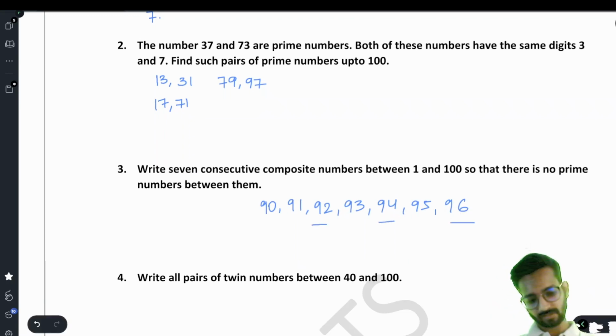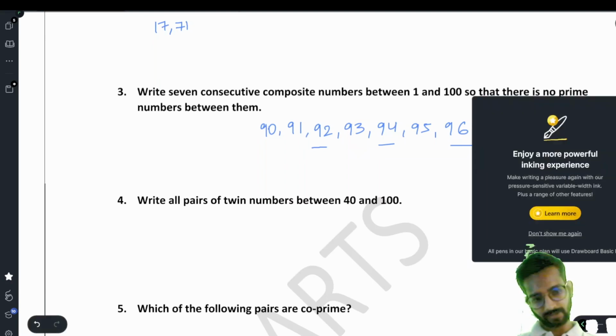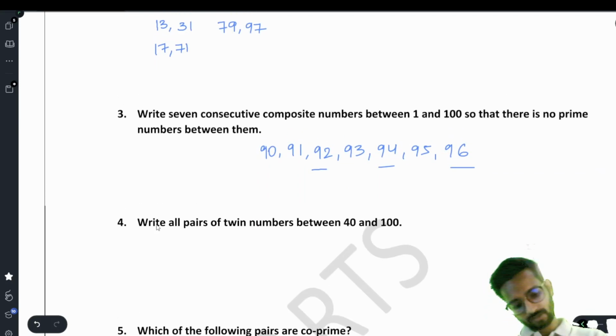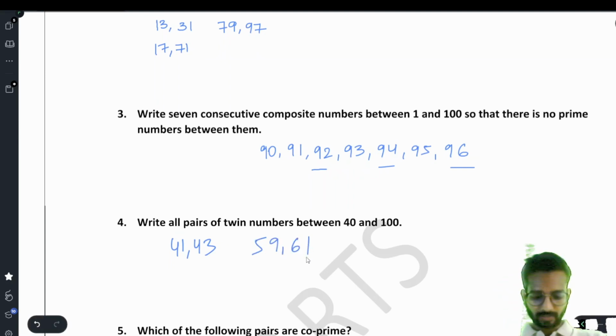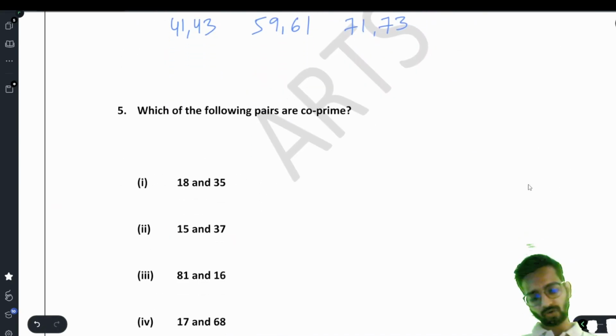The next question we have here is, write all pairs of twin numbers between 40 and 100. Now, twin primes are prime numbers that differ by 2. So, the first twin numbers we have here are 41 and 43. After that we have 59, 61. Then we have here 71 and 73. These are the list of twin numbers between 40 and 100 which are prime numbers.